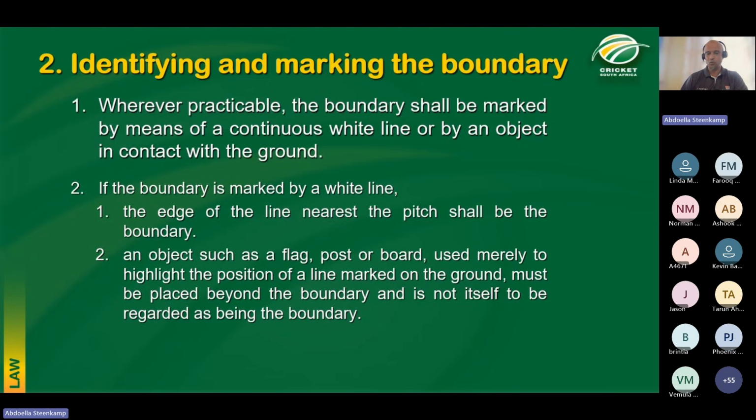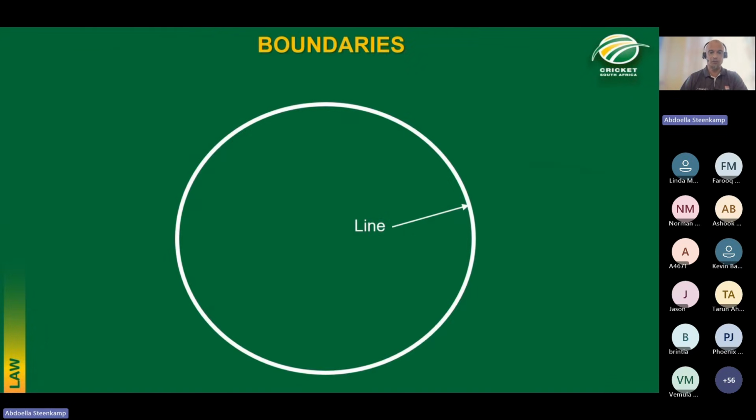There's not always, at all grounds, a white line or a rope that indicates or identifies the boundary. The law allows for flags, posts, and boards to be used, and the law just tells us that if we are going to use flags, posts, boards or bricks, whatever, they are there to highlight the position. They must be placed beyond the boundary and are not themselves seen as the boundary.